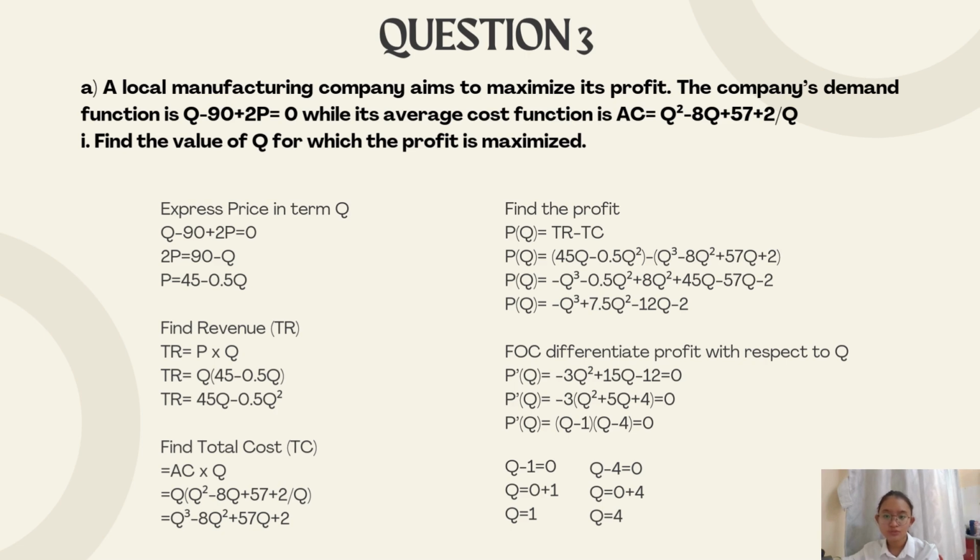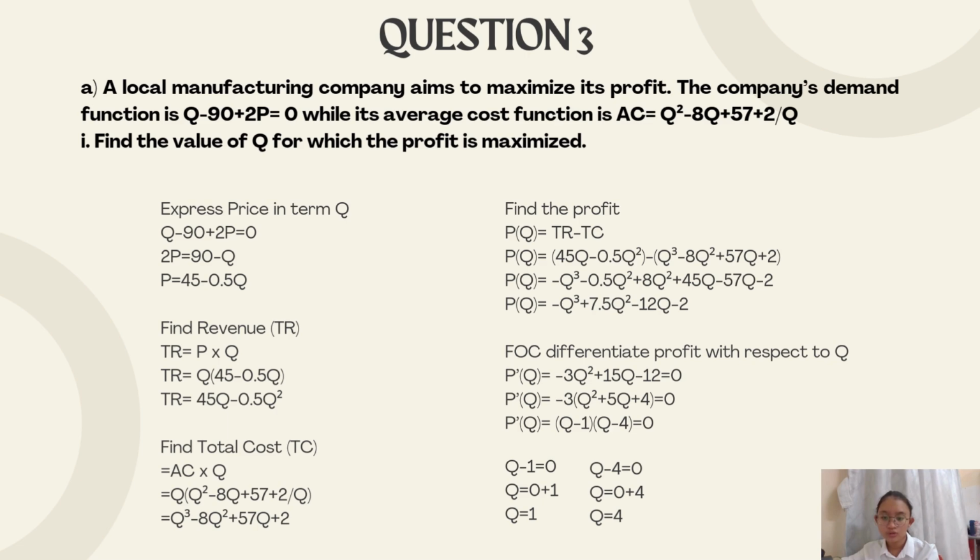First, we need to express price in terms of Q. Q minus 90 plus 2P equals 0, so 2P equals 90 minus Q, and P equals 45 minus 0.5Q. Now we need to find the revenue. Revenue equals P times Q, which is Q times (45 minus 0.5Q), equal to 45Q minus 0.5Q squared.